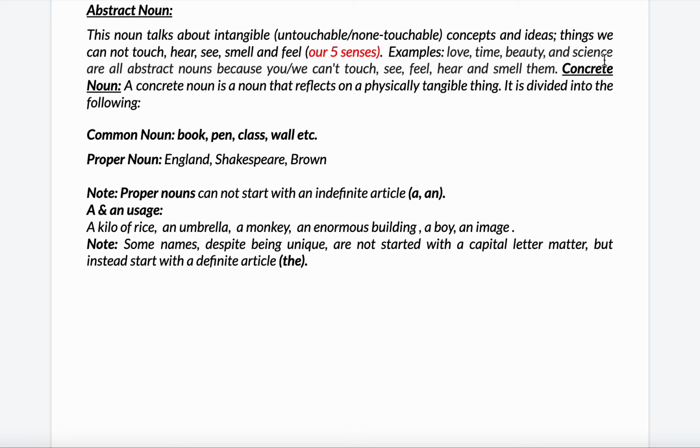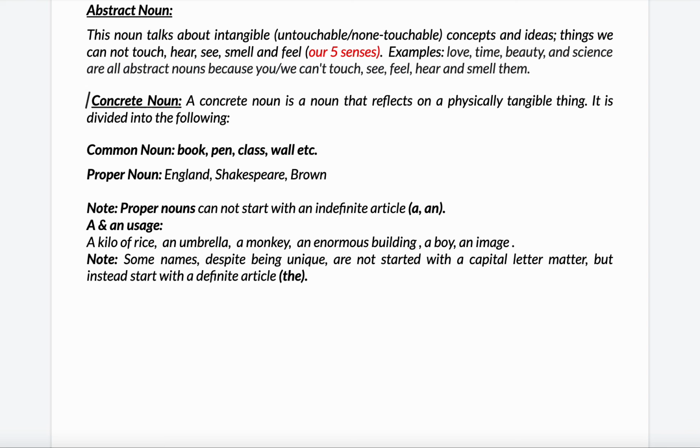Then we're going to talk about concrete noun. A concrete noun is a noun that reflects on a physically tangible thing. It's divided into the following. Common nouns, which are very common: book, we can touch it; pen, touch it, feel it; glass, wall, etc. And proper nouns, like England, Shakespeare, and Brown.